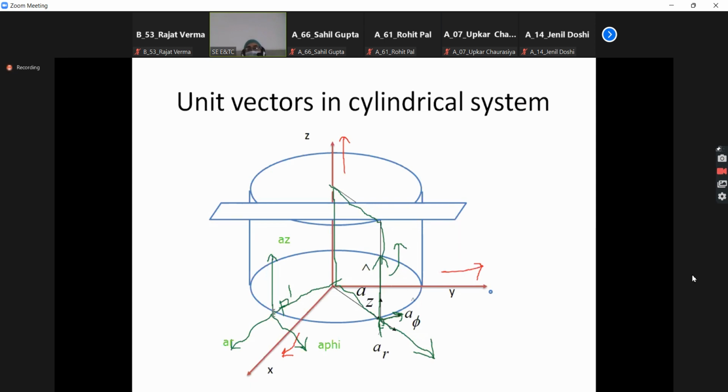पोजीशन, ये पोजीशन चेंज हो गया तो देखो a bar r का डायरेक्शन, a bar phi का डायरेक्शन चेंज हो गया. So in the cylindrical and spherical coordinates, because of these circular planes and the spherical planes, the complicated systems come into picture. The unit vectors also change the direction. Okay, so this is a direction of unit vectors, that is a bar z, a bar phi, and a bar r.